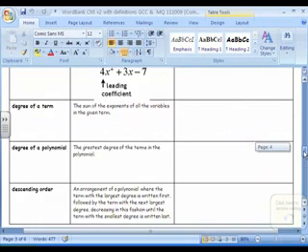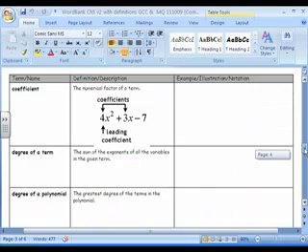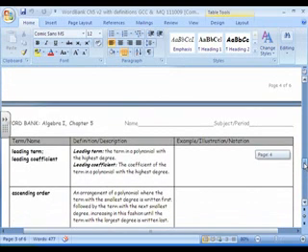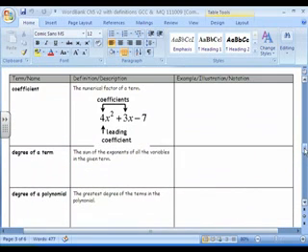So, on our word bank, I think we have degree of term. For some reason, I don't have degree of term. Oh, here we go. Degree of term bank.